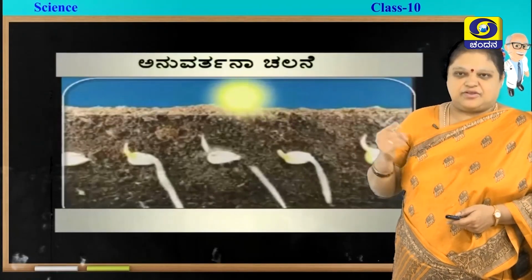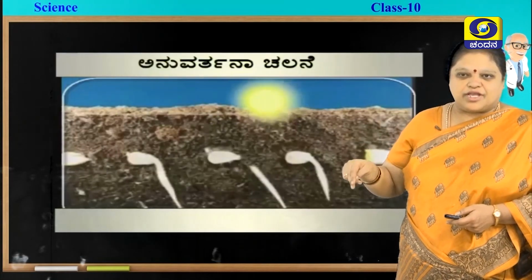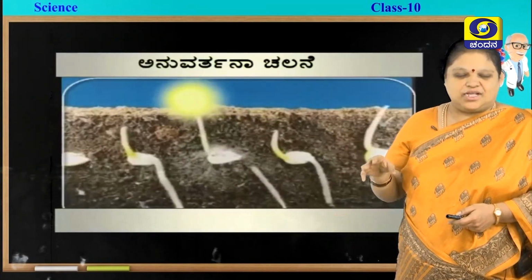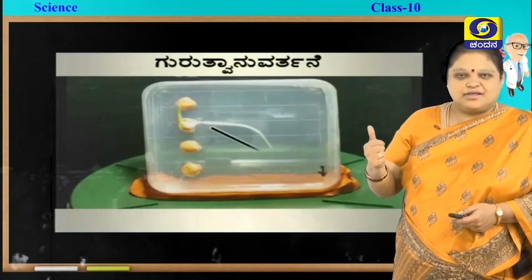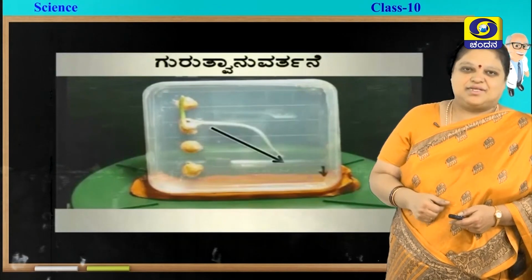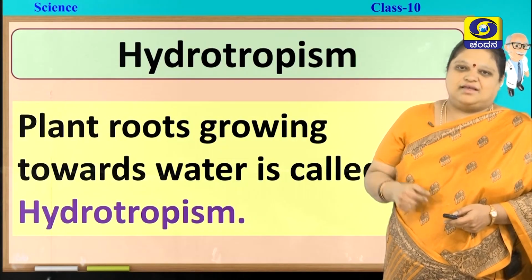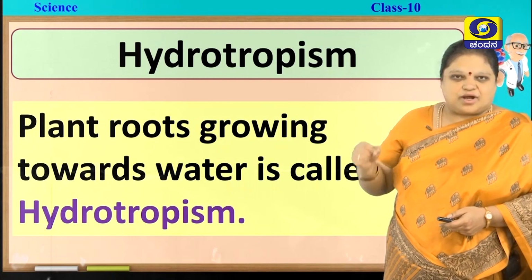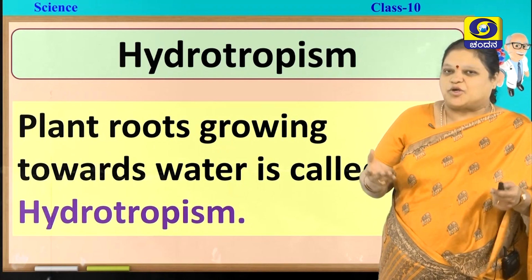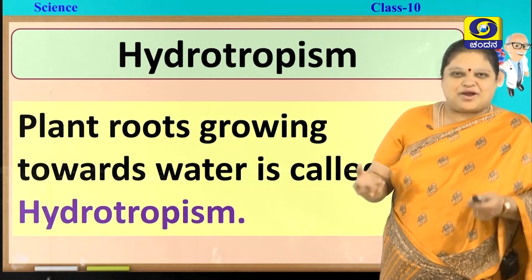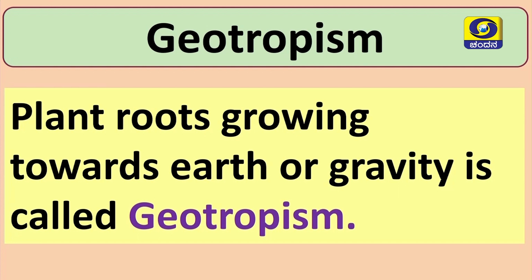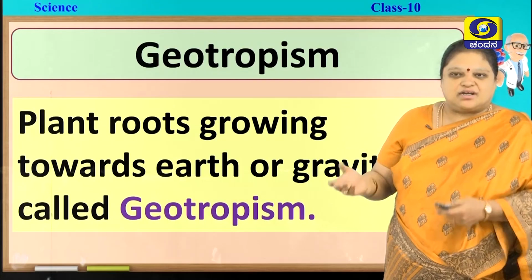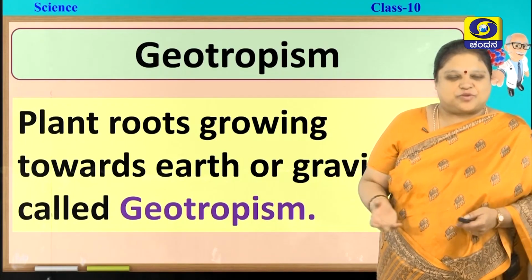Now let us see here. You can see that the roots are growing towards the earth. Not only that, the roots are growing towards the water. You can see very clearly here, the roots are growing towards the earth. So what do we call it? If they are growing towards the water, you call it hydrotropism. Hydro is connected to water, and if it is moving towards the earth or gravity, you call it geotropism. So plant roots growing towards earth or gravity is called geotropism.